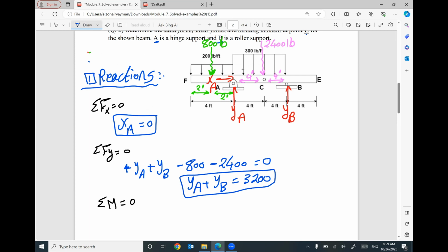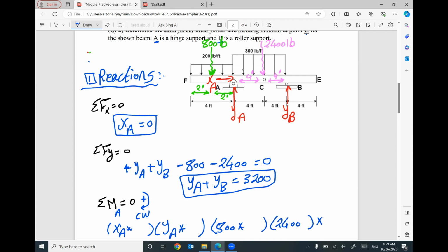Summation moment. I'm gonna take moment at A. I'm gonna assume my clockwise rotation is my positive rotation. So I have XA times distance. I have YA times distance. I have 800 times distance. I have 2400 times distance. I have YB times distance equals 0. I have to list everything.